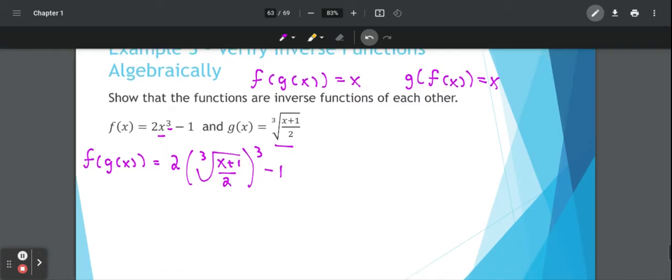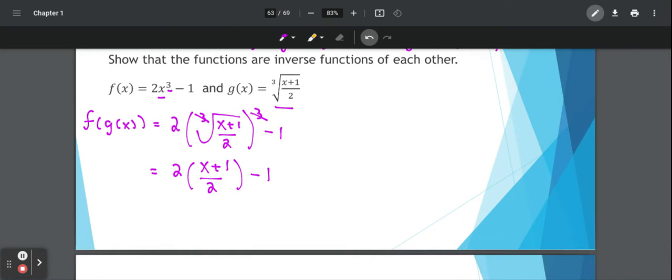So when we start to simplify that, the cube root and the cube simplify, and you have 2 times x plus 1 over 2 minus 1. So in the simplifying, remember this 2 out front is really like a 2 over 1, so you wouldn't distribute the 2 to the numerator and the denominator. When you have a 2 in the numerator and a 2 in the denominator, those will simplify. And so then you're left with x plus 1 minus 1, which just gives you x.